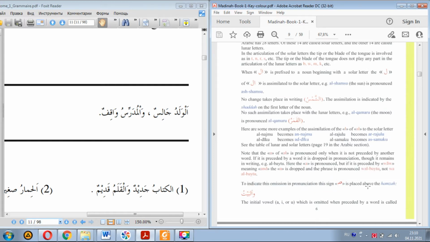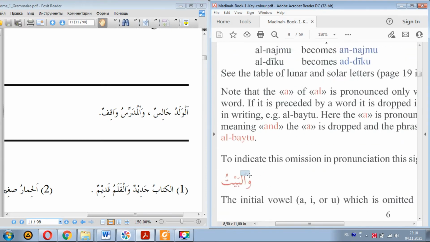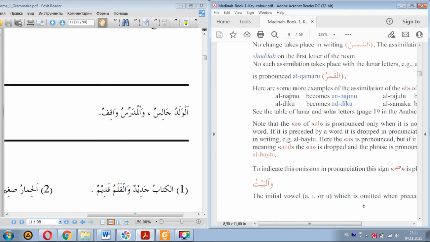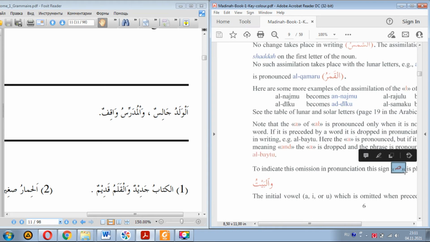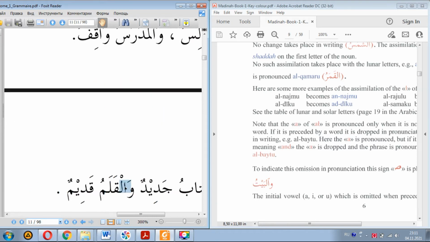is placed above the hamza, like here, you see. But to be honest, the only book I've ever seen this sign in is the Mus'haf, Quran. In any other books, I've never ever seen this sign. It's rather just nothing, like here. They don't put anything above this alif when it's not pronounced. They don't put this sign. So you will never see this sign in other books other than in the Quran.